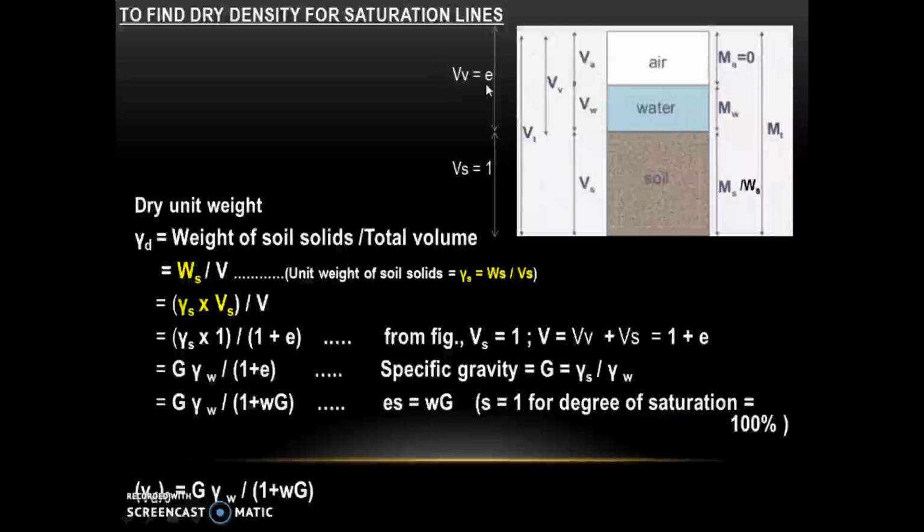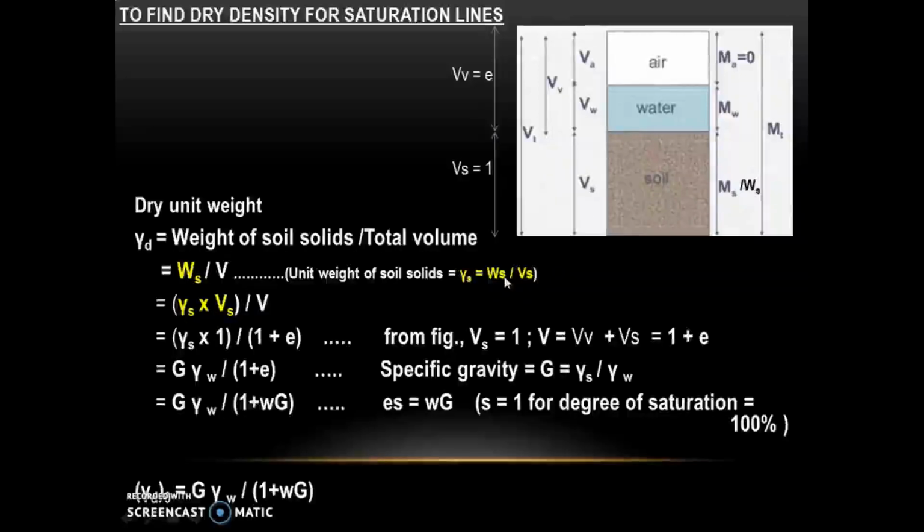Volume of voids is taken as e and volume of solids is equal to 1. Now we know the formula for dry unit weight. Dry unit weight gamma d is equal to weight of soil solids divided by total volume. Weight of soil solids can be represented as Ws and total volume by V. We will write weight of solids in terms of unit weight of soil solids. Hence, unit weight of soil solids gamma s is equal to Ws by Vs.